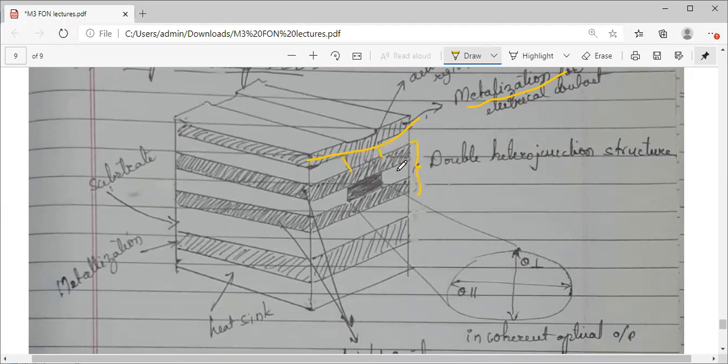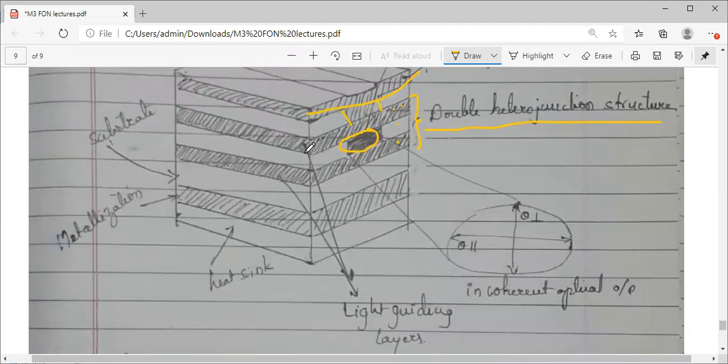This region, those three regions, they are the heterojunction structure. At this center, you can see there is an active region. And these two layers, these two, they are light guiding layers or confinement layers. Okay, earlier we have seen what the confinement layers are. You have a heat sink also here, for durability, and you have the metallization. After each structure you have the metallization.